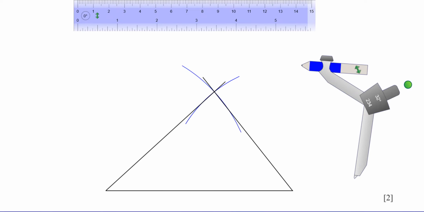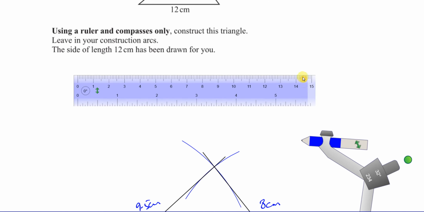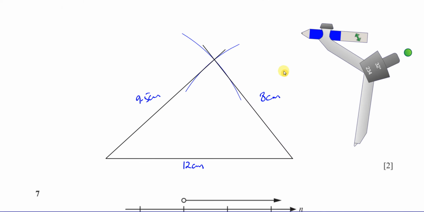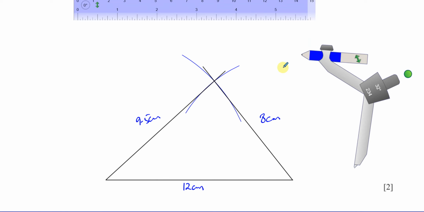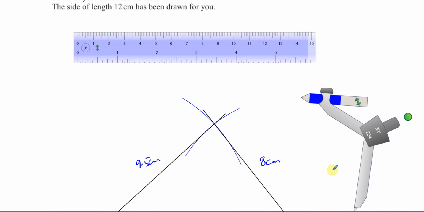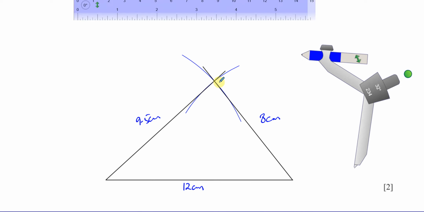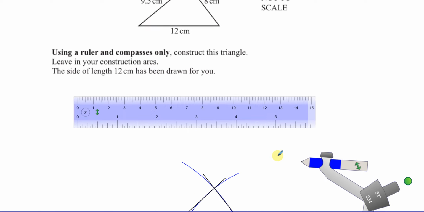What would be wise for you to do is to label this as 12 centimeters, this 9.5 centimeters, and this 8 centimeters. So that's how you use a ruler and compass to construct a triangle when you know all three sides, and there we have our answer. They don't ask you to check anything, but you could, for example, measure this angle, then use the cosine rule to work out what the angle should be and see how close you are. But they're not asking you to do that. It's a very simple 2-mark question, simply testing your understanding. Don't get rid of the construction marks; they should be there. That's how you construct this triangle.